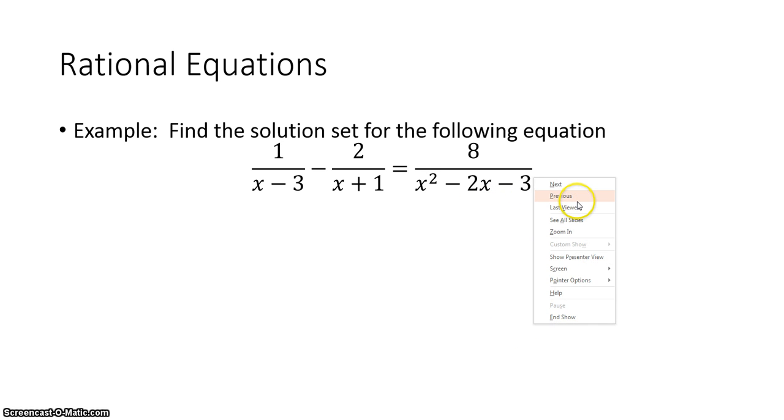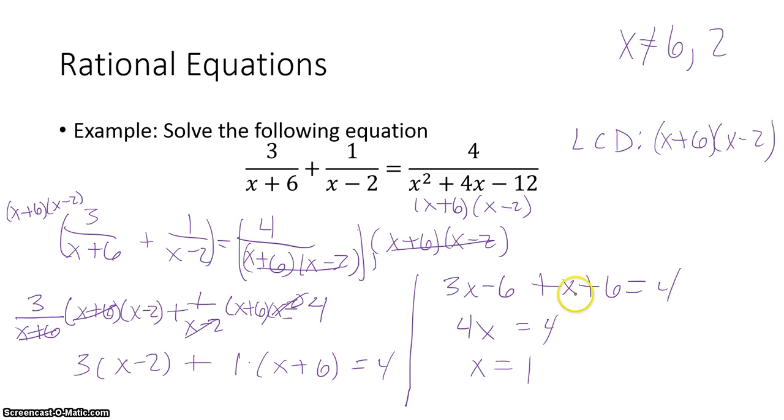I forgot to mention something from the previous slide. We ended up with x equals 1 as our solution. We definitely should be checking this to make sure that it works, and we should also be checking it to make sure that it wasn't either of the restrictions that we had. So 1 is not minus 6 or 2, and we're good.